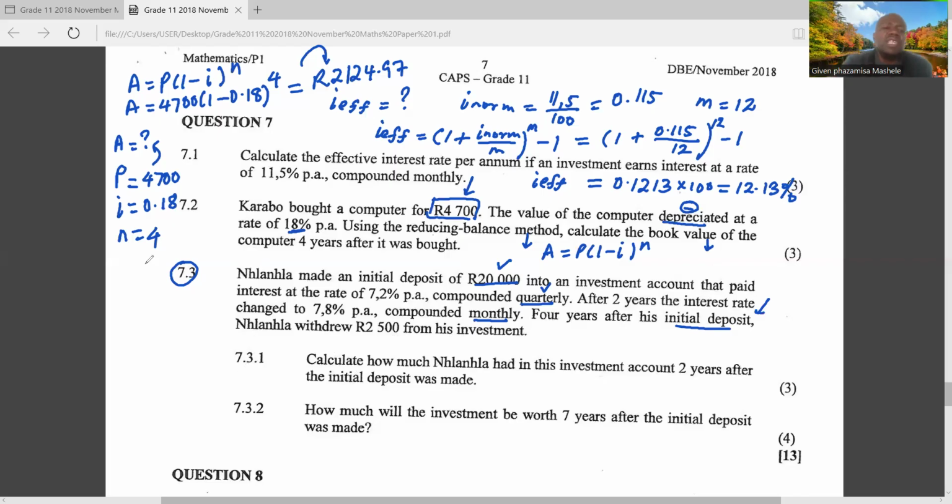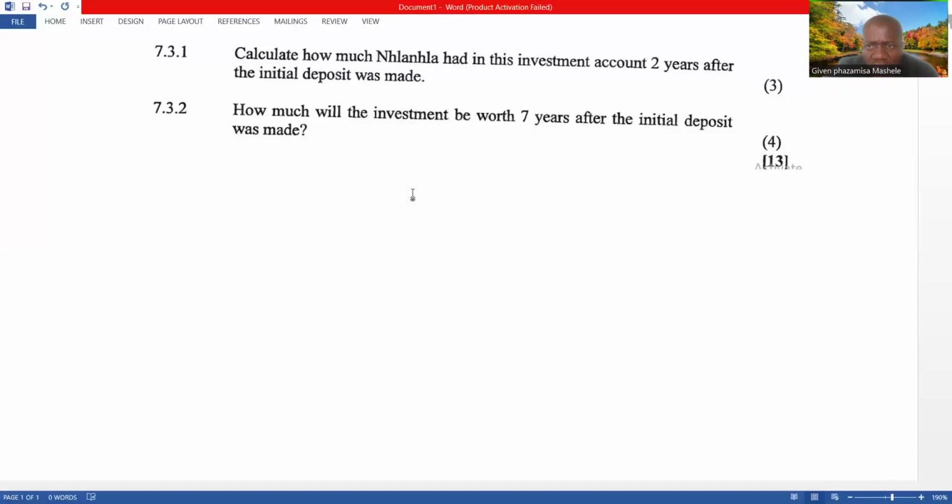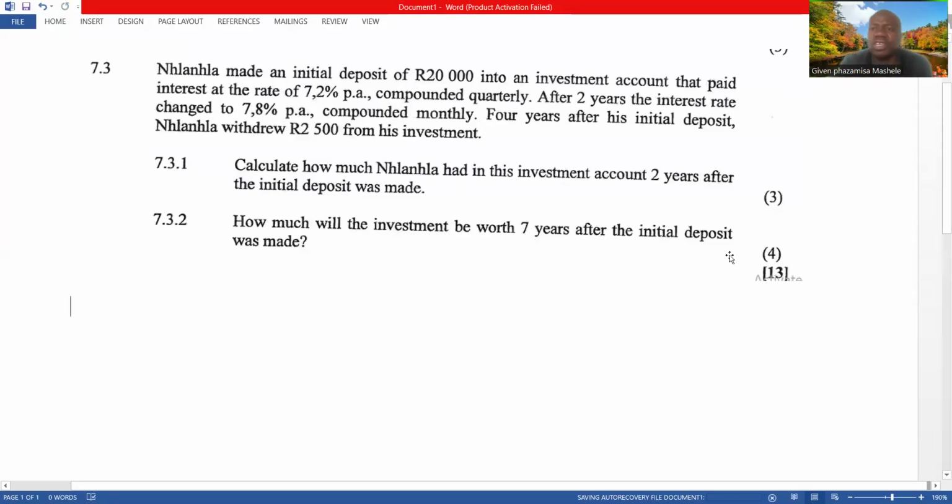Secondly, it says, how much will the investment be worth 7 years after the initial deposit was made? This is one of the equations that require you to draw a timeline. For you to understand this, we need to consider drawing a timeline. So let me stop sharing this one and share another document, which I want us to look at. Okay, there it is. I want us to focus on 7.3 only. Let me draw a timeline so that we are on the same level.